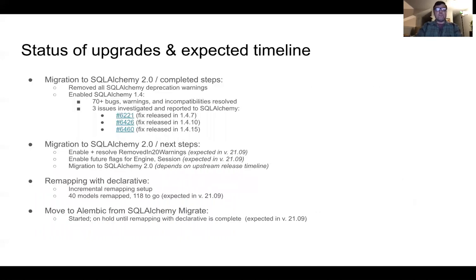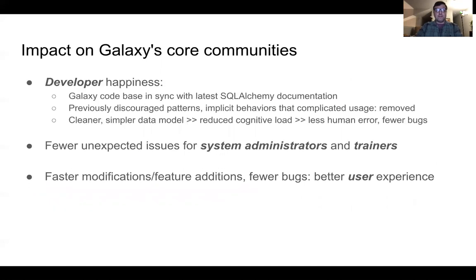As of now, the model has been updated to SQL Alchemy 1.4. In the course of the upgrade, more than 70 bugs and warnings have been resolved, including 3 issues reported to SQL Alchemy. There are several steps remaining, and we expect them to be completed this fall. We expect the impact of these changes to be subtle yet significant. A cleaner, more concise data model with many problematic and confusing behaviors removed leads to better, cleaner code and fewer bugs. Naturally, this leads to an overall better user experience.